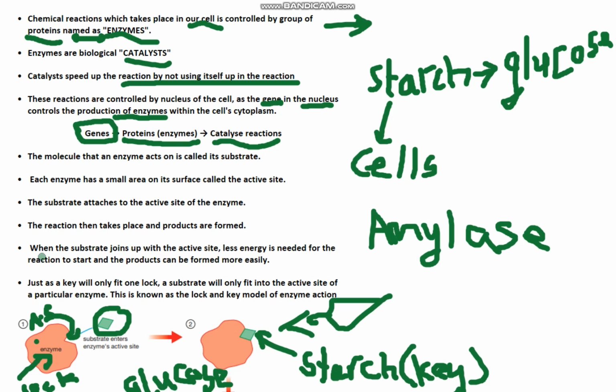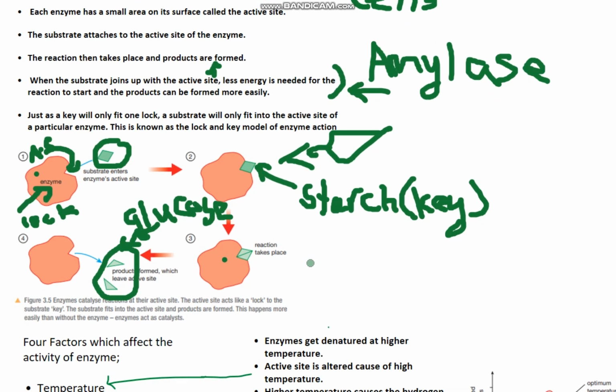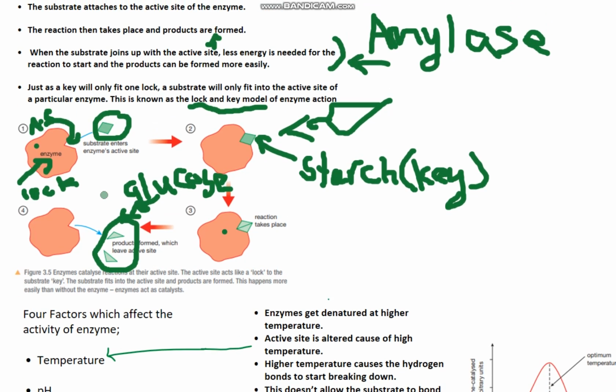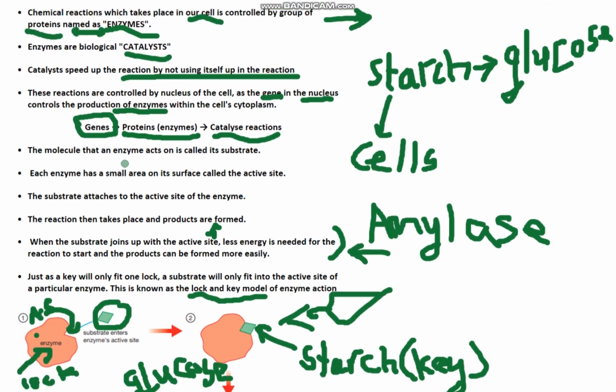So here it is written, the reaction then takes place and products are formed. When the substrate joins up with the active site, less energy is needed for the reaction to start and the products can be formed more easily. This is why enzyme is used. This is the main point. If you want to write it down, just write it down. When the substrate binds with the active site, the enzyme reduces the energy required for the reaction to start, and it forms product more easily. Just consider this as a lock and key model. Lock and key model is the famous name for this action taking place here, and this is how an enzyme works.